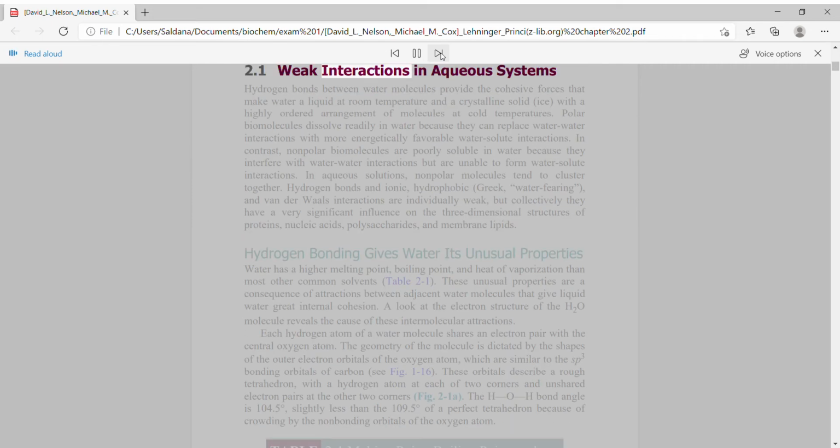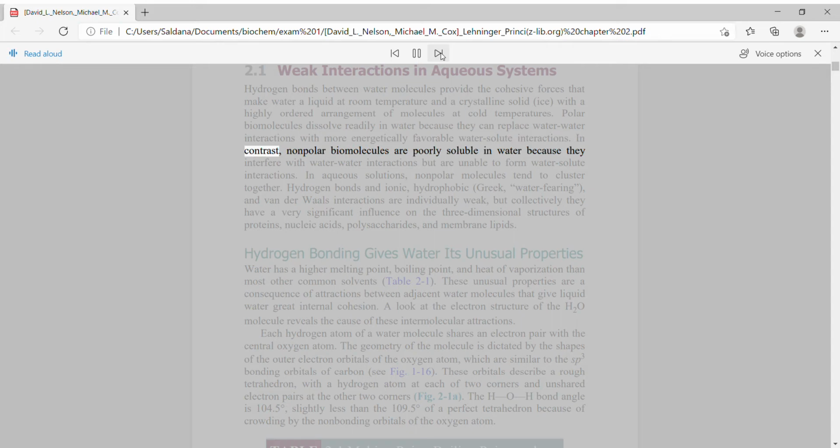2.1 Weak interactions in aqueous systems. Hydrogen bonds between water molecules provide the cohesive forces that make water a liquid at room temperature and a crystalline solid, ice, with a highly ordered arrangement of molecules at cold temperatures. Polar biomolecules dissolve readily in water, because they can replace water-water interactions with more energetically favorable water-solute interactions.